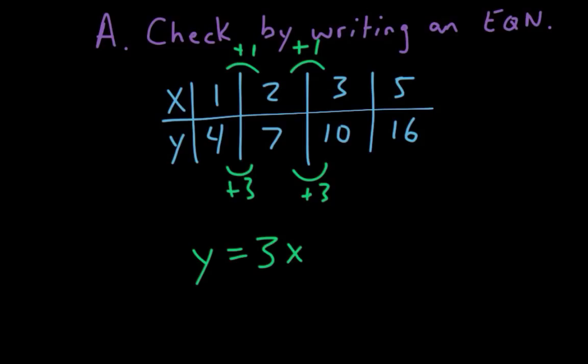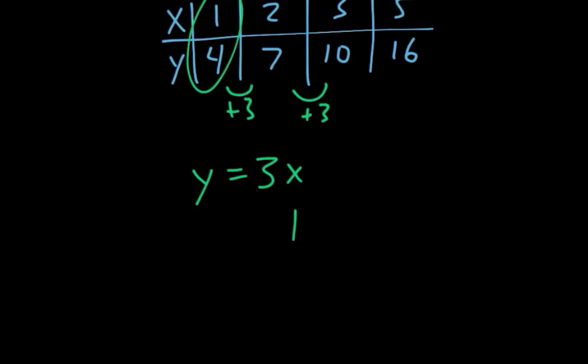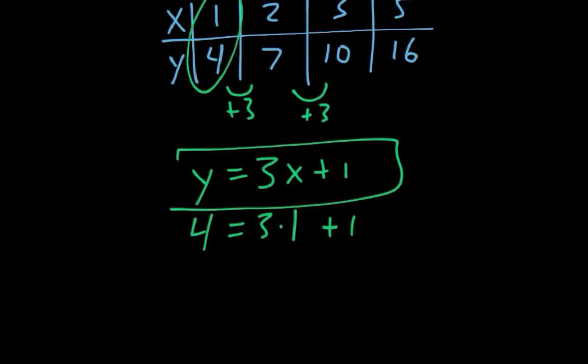Good? But does that fit? If I take my first point, my 1, 4, and put a 1 in for x, 3 times 1, y is supposed to be 4. So I need to add 1 to it. In other words, my equation has to be 3x plus 1 to get that first point to work.